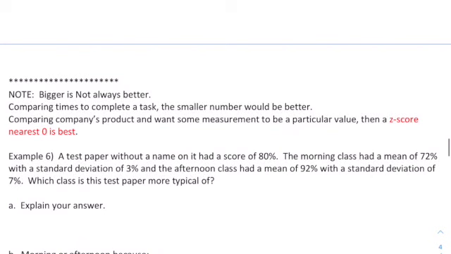Most of the students. Okay, so a couple notes. Bigger is not always better.